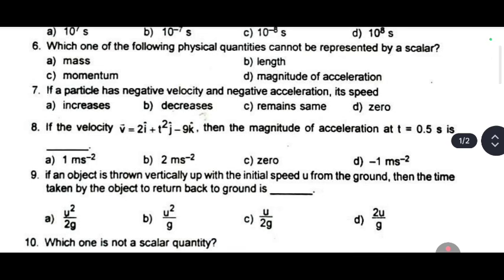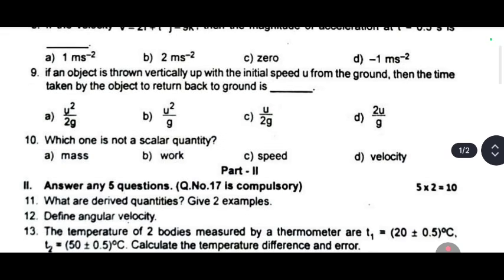Eighth one: if the velocity vector v is equal to 2 i vector plus t square j vector minus sin k vector, then the magnitude of the acceleration at t equal to 0.5 s is dash. Ninth question: if an object is thrown vertically up with the initial speed u from the ground, then the time taken by the object to return back to ground is dash. Tenth one: which one is not a scalar quantity?